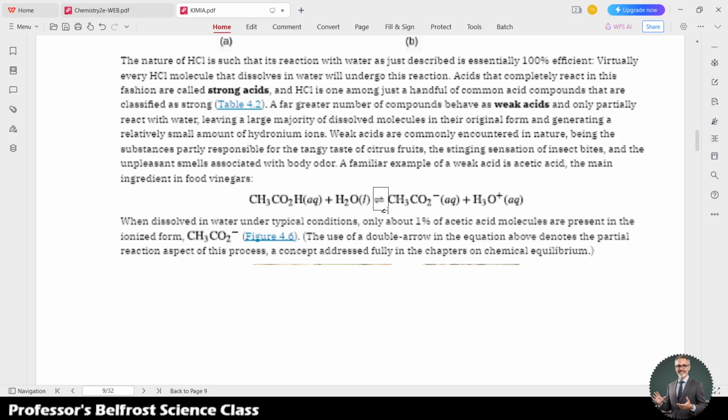You see this symbol? It means that this is a reversible reaction. The reaction sometimes goes forward, sometimes goes backward, because it does not dissolve completely. You see that we have CH3CO2- here and H3O+. Actually partially it also dissolves into hydronium ions, but mostly it does not.